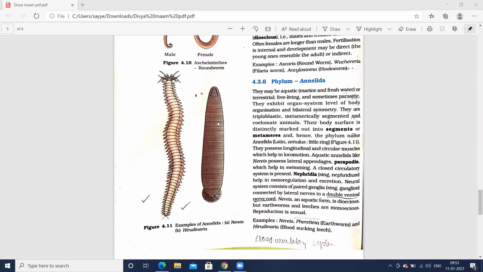They have suckers. What do these suckers do? They connect to the host. And once they get attached, they use a combination of mucus to suck blood. So what do we also call them as? Blood sucking leech.